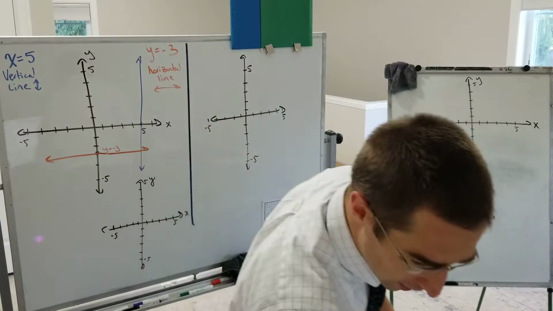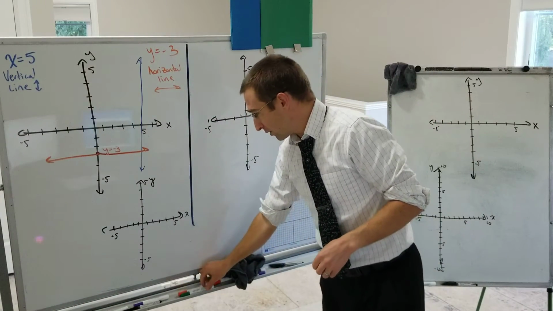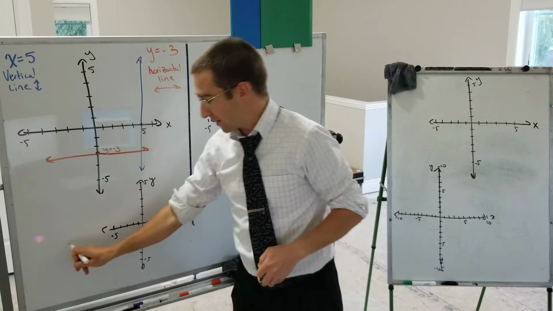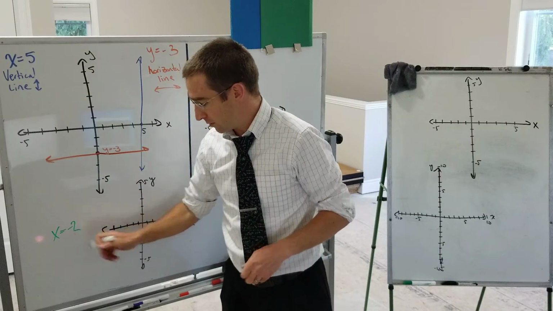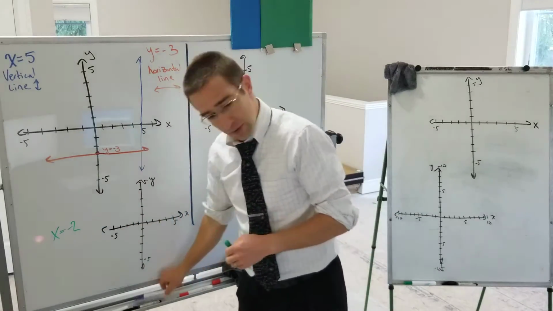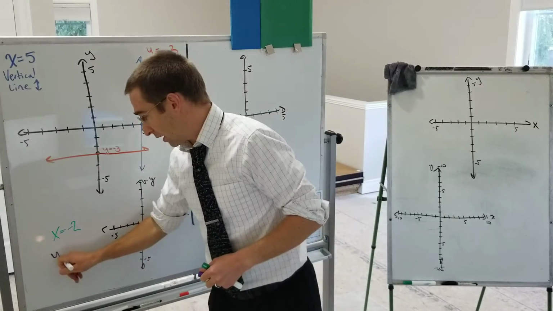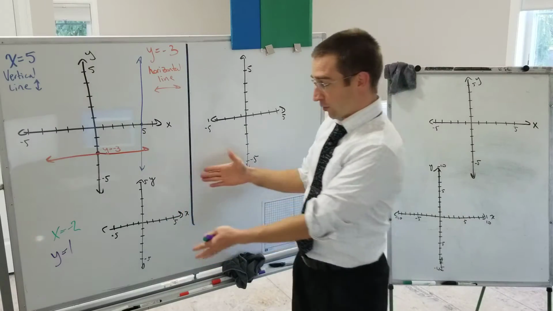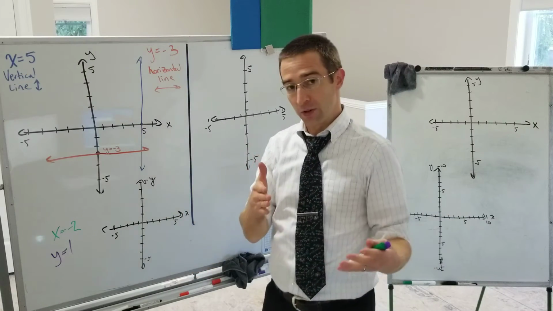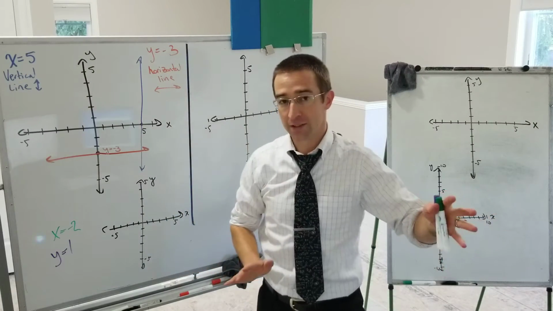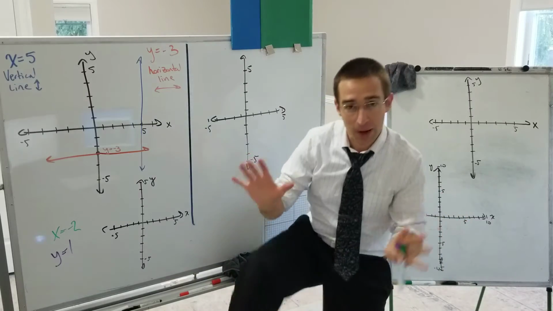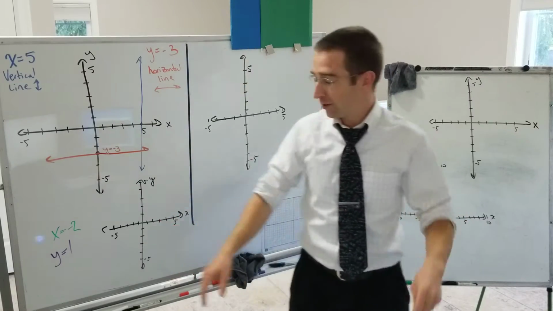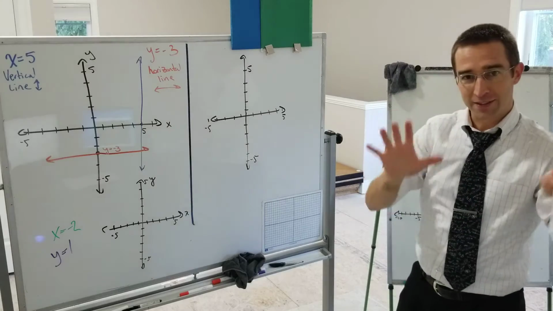All right, so I'm going to give you a couple to try. I want you to try to graph when x equals negative 2 on your own and when y equals 1. Ready? Go ahead and pause the video. Try this on your own piece of paper, and then I'm going to do it.